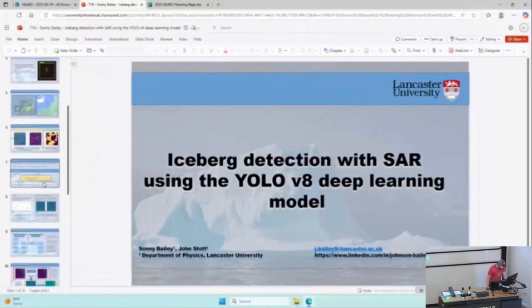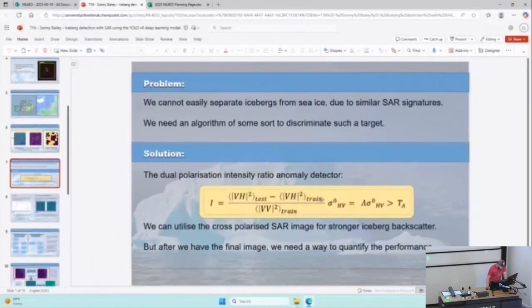Could you provide an intuitive explanation of the intensity ratio that you were using? Because in the numerator you had the HV channel, which is an indication of the volume scattering in SAR. And in the denominator you had the HH channel, which is an indication of the surface scattering. So how come the ratio would provide information about the iceberg?